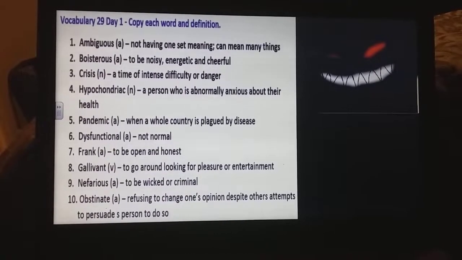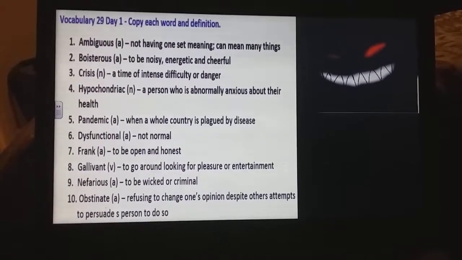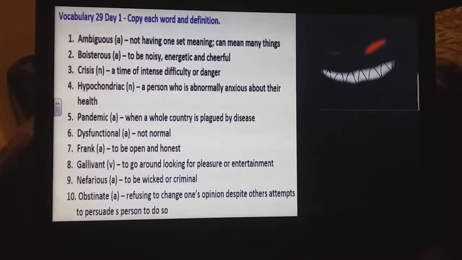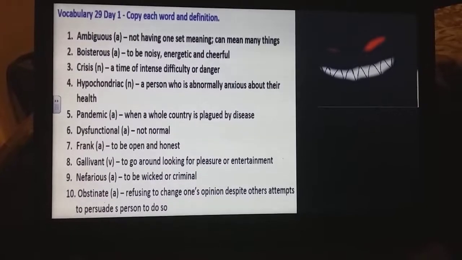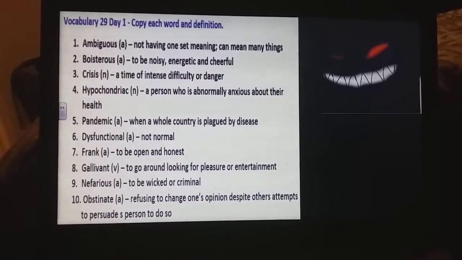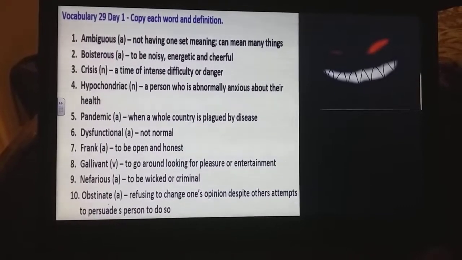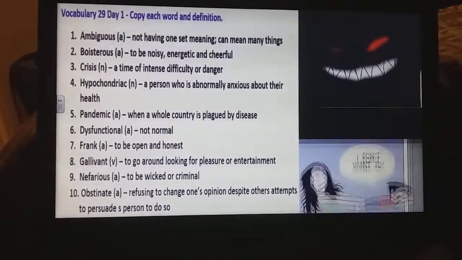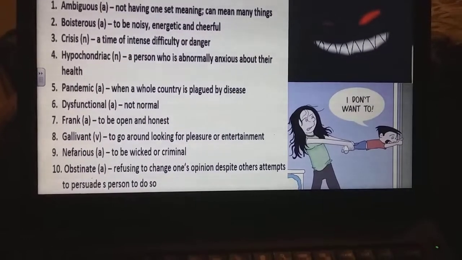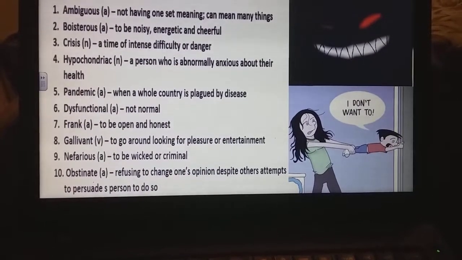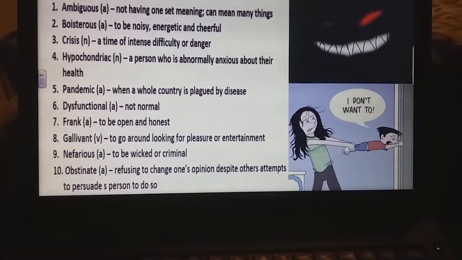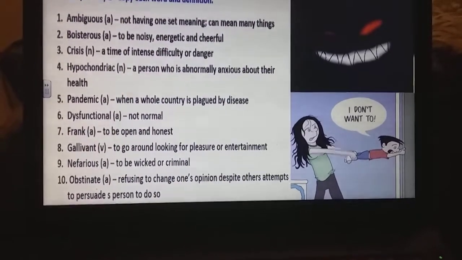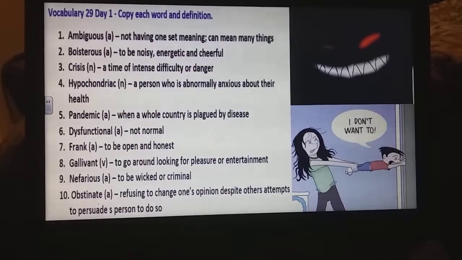Last word, which is word number 10, is the word obstinate. This word is an adjective. If you describe someone as being obstinate, that means they're refusing to change their opinion despite other people trying to persuade or make them change their opinion about something. A really good example of someone who is obstinate, or another way of saying obstinate is stubborn, is sometimes small children. So as you see in the visual here, this child is saying, I don't want to. The child doesn't want to do something. Mom is trying to make it do. And so this child is being very obstinate.